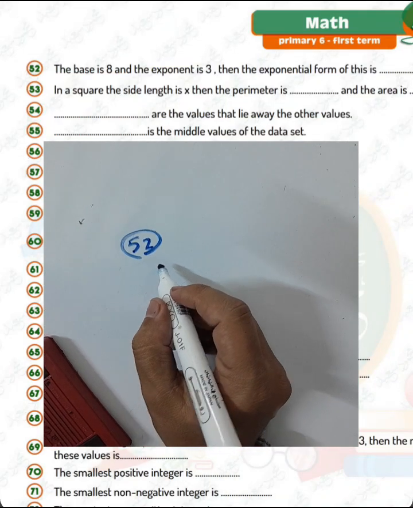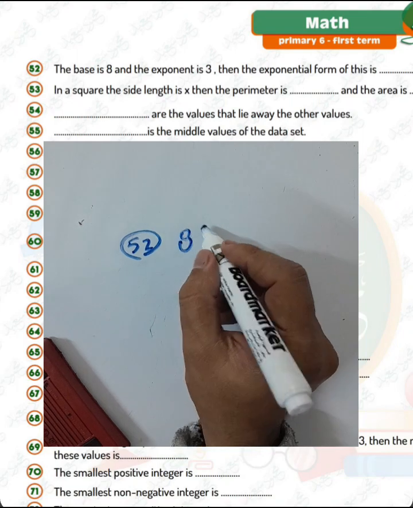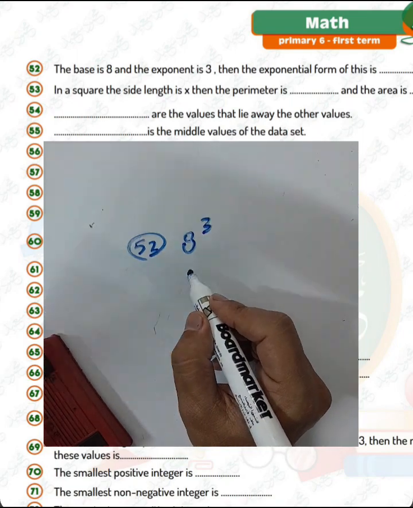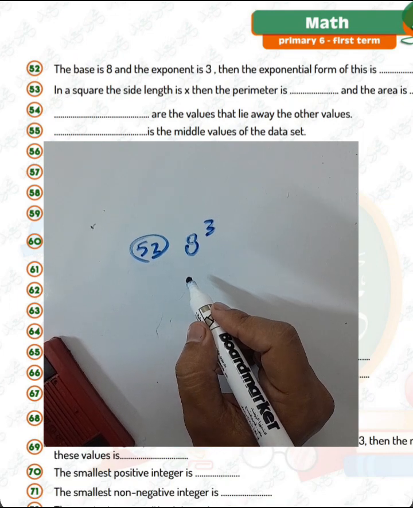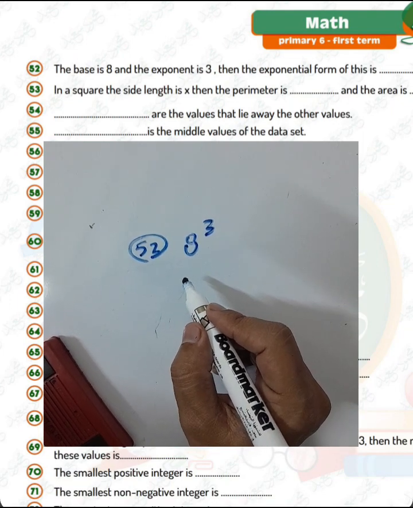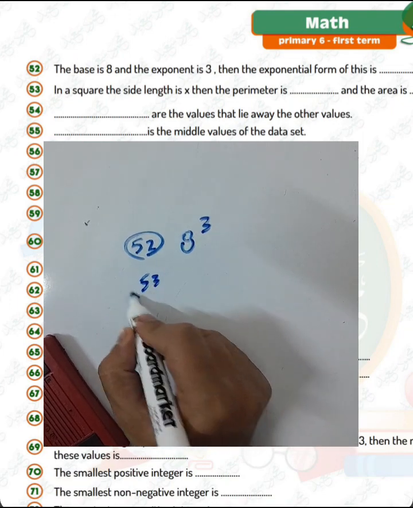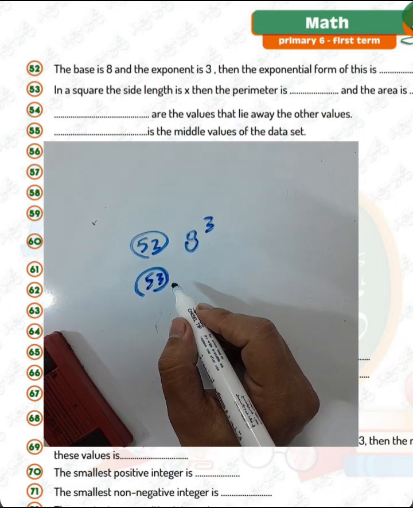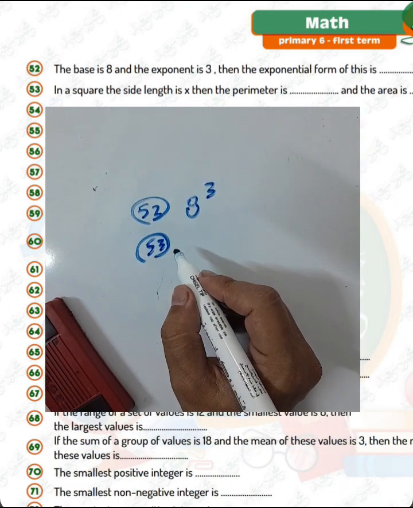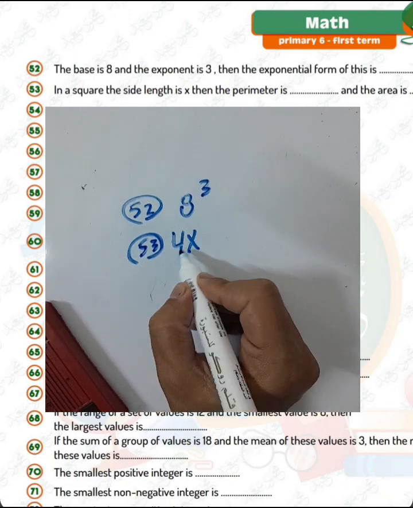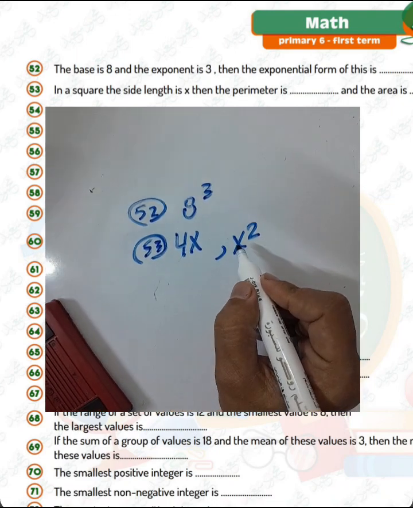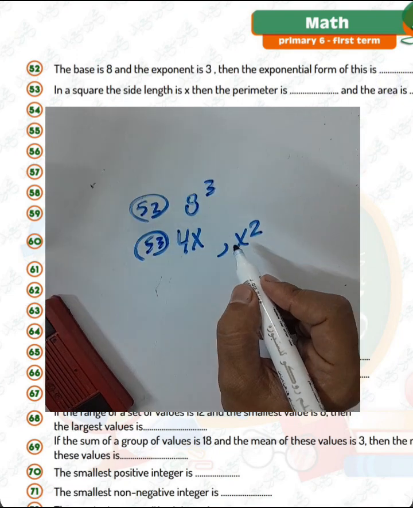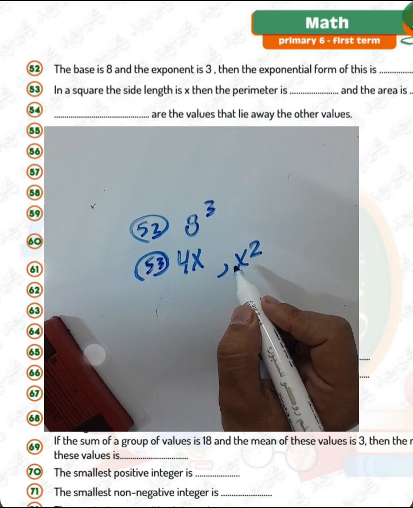The base 8 and the exponent 3, it will be 8 power 3 in exponential form. Question 53: in a square with side length x, the perimeter will be 4x. The area is x times x, which will be x power 2. It's the area of the square, side by side, or x power 2.